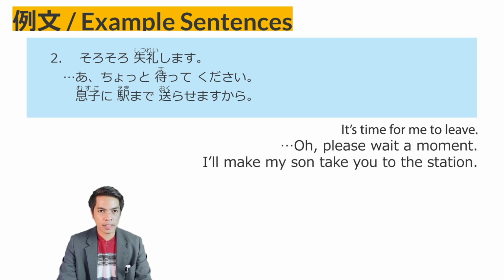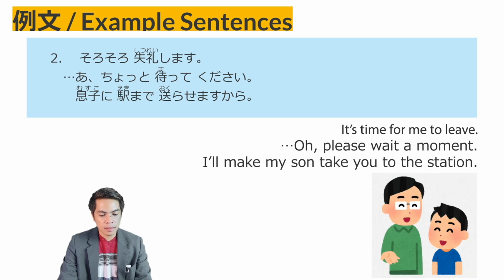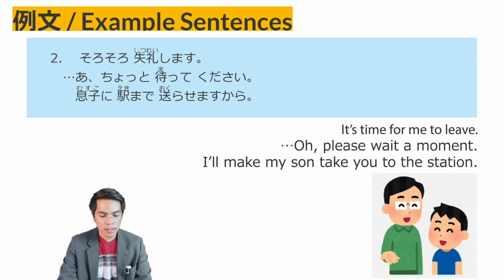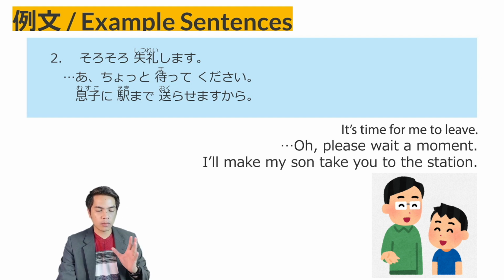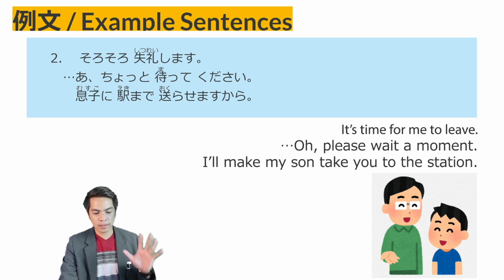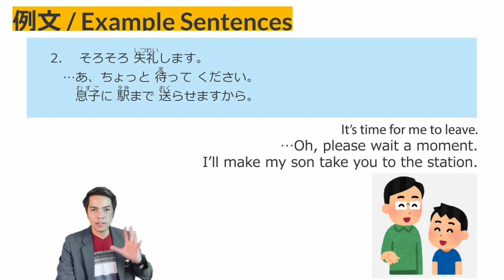Sentence pattern number 2. そろそろ失礼します。あ、ちょっと待ってください。息子に駅まで送らせますから。So he said, it's time I was going. Oh, wait. I'll get my son to take you to the station. From the verb okurimasu, which means to send, musuko ni, I will make my son send you to the station. Okurasemasu, I will make my son send.